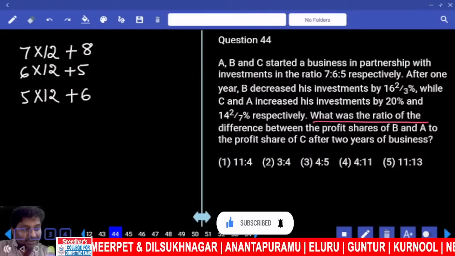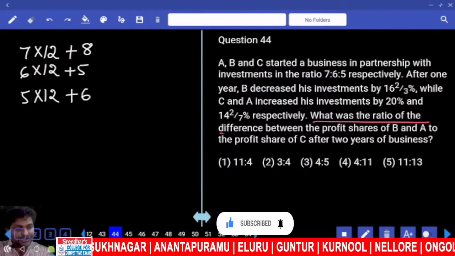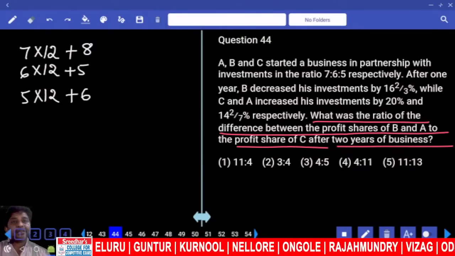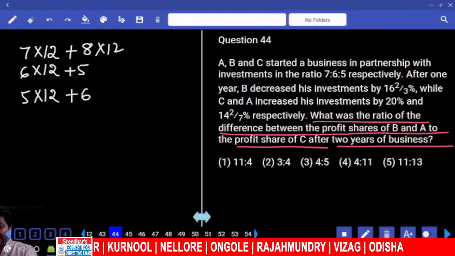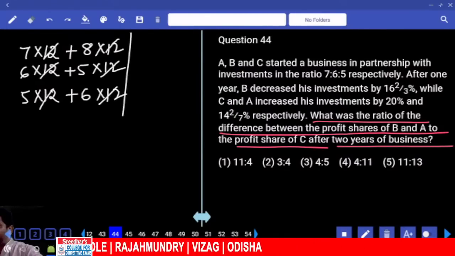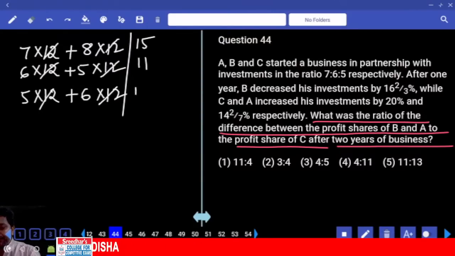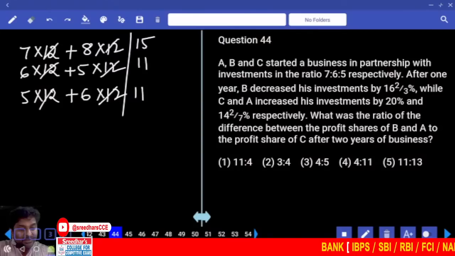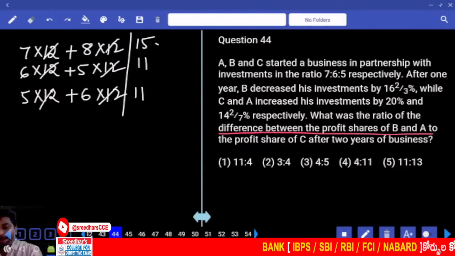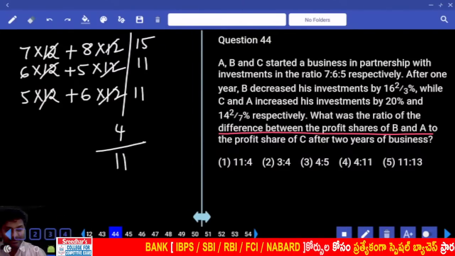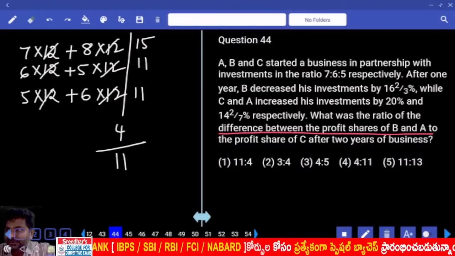Let's continue. What was the ratio of the difference between profits of B and A to profit share of C after 2 years. After 2 years in the sense already 1 year over, right? Remaining 1 more year we have. Everywhere 12 is there, so you can go for cancellation, right? A 15, B 11, C. Now your question is to identify the ratio. Ratio for what? Difference between B and A. AB difference 4 and profit share of C 11. 4 by 11, 4 is to 11, fourth option.